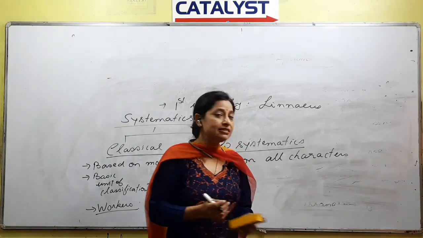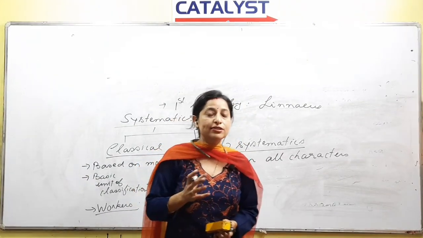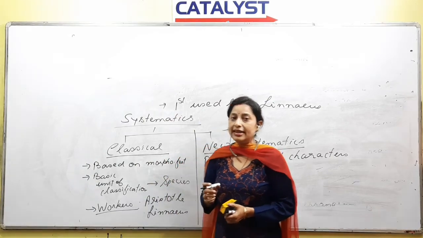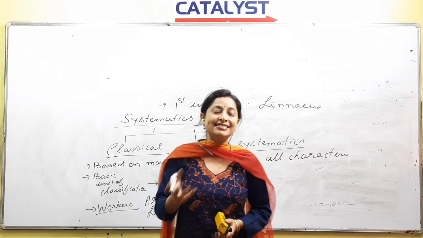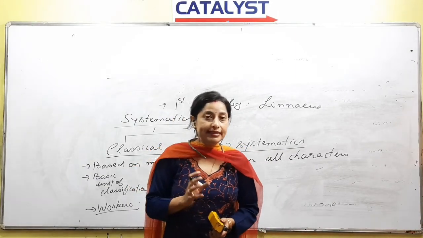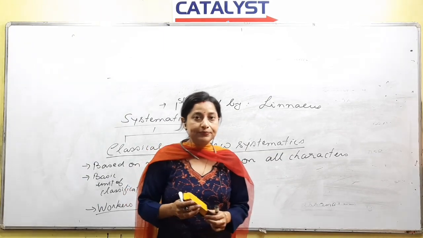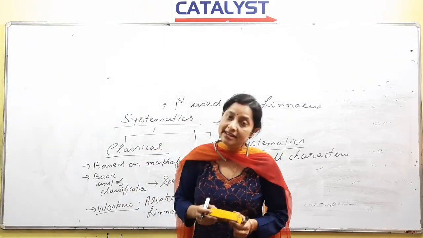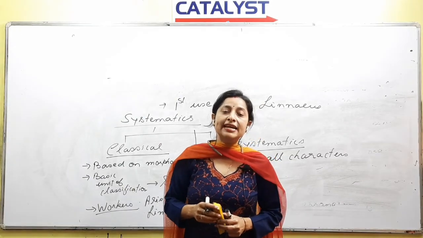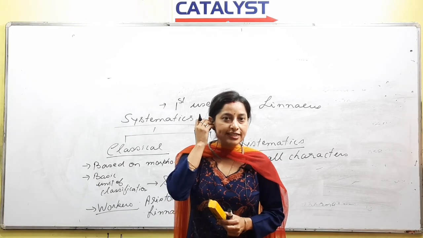If you have noticed, systematics and taxonomy almost have the same meaning. Still, there is a difference between them. The difference is that one study does not consider phylogeny and the other study considers phylogeny. Now, what is phylogeny? The study of the evolutionary history of organisms is called phylogeny, right?